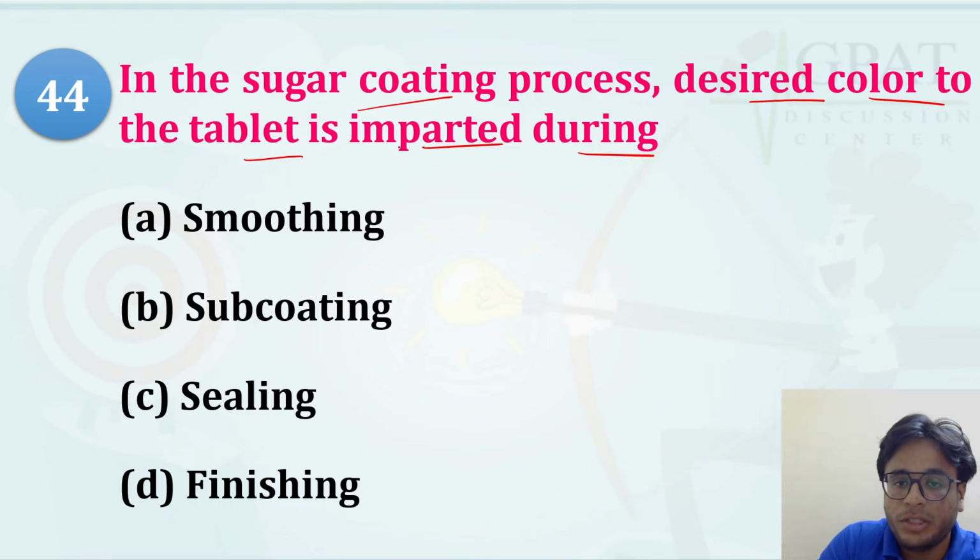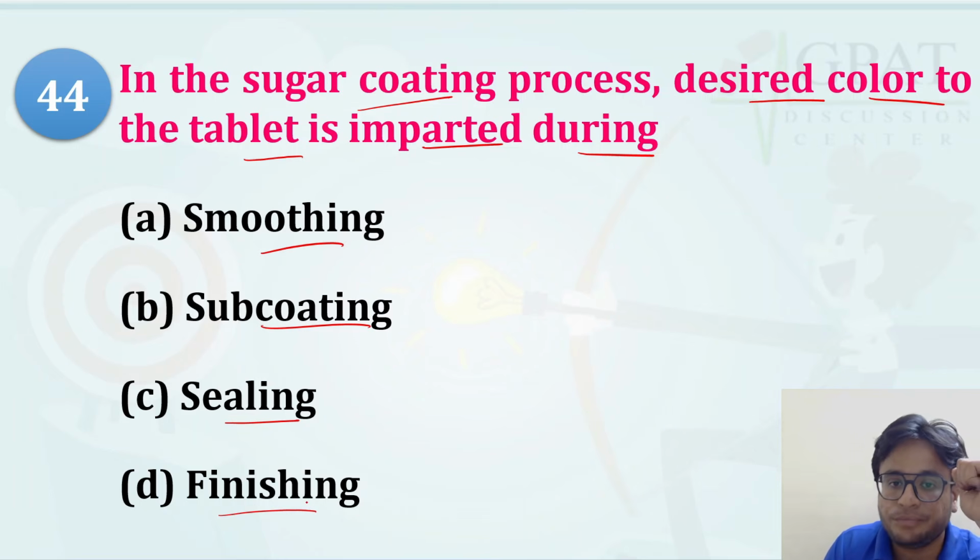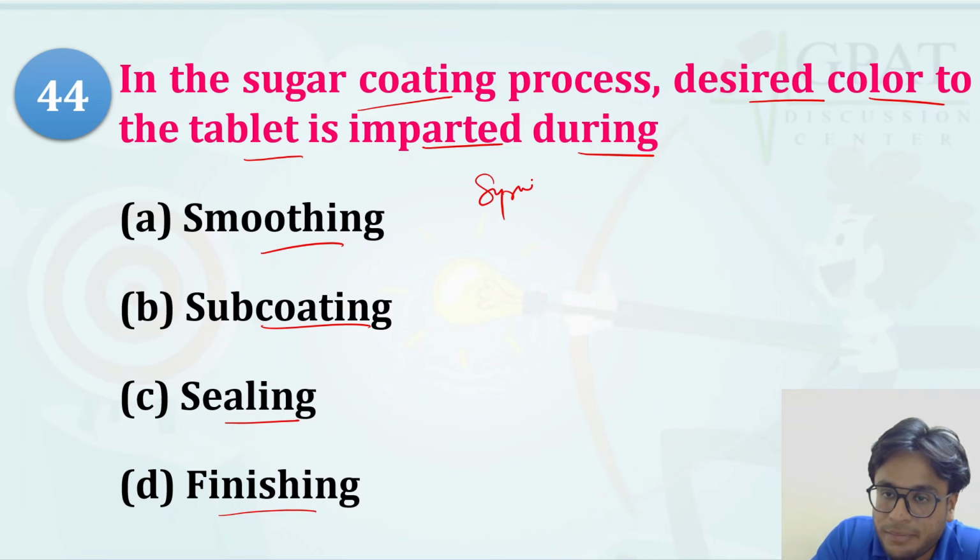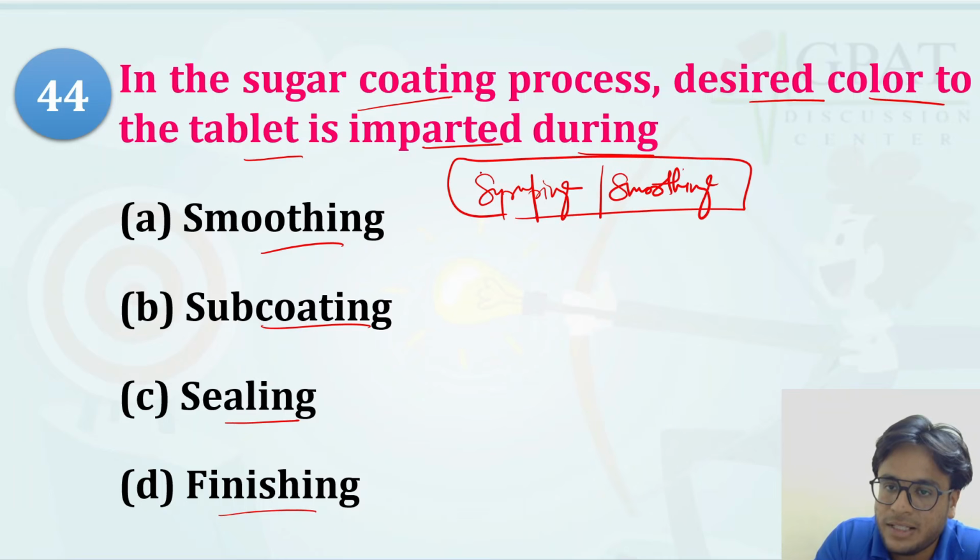So option A is going to be the smoothing, option B is subcoating, option C is sealing, and option D is finishing. Okay, so in what step of the process of sugar coating are we mainly adding color to it? We are mainly adding color to it. This is known as the syruping, or we can also say smoothing. Smoothing is the process where the color addition takes place. So smoothing is going to be the correct option.